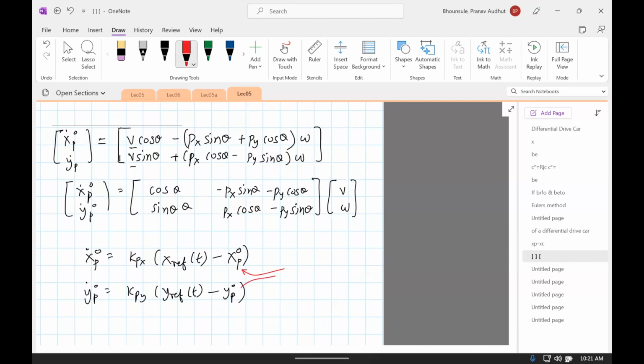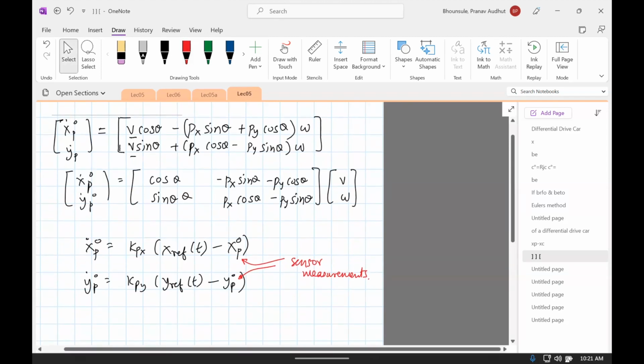So these two things are sensor measurements. You need to be able to track the position of P. So if you want to track the position of P on any point on the chassis, you probably need some external vision system to track the position of P.